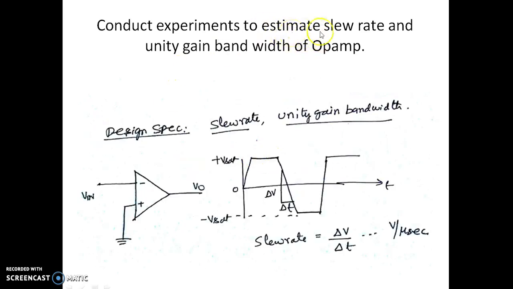And conduct an experiment to estimate the slew rate and the unity gain bandwidth. To estimate the slew rate, you can simply apply in this circuit diagram a square wave or a sine wave. Whether you apply square wave or sine wave, we know that this is like a zero crossing detector. Once the input voltage crosses zero, the output makes a transition from plus Vsat to minus Vsat. If we expand the time axis, we'll certainly end up with this type of output response. Now this is delta V, this is delta T. So delta V by delta T happens to be the slew rate. Typically this is in terms of hundreds of millivolt per microsecond. This is what we are supposed to find out.